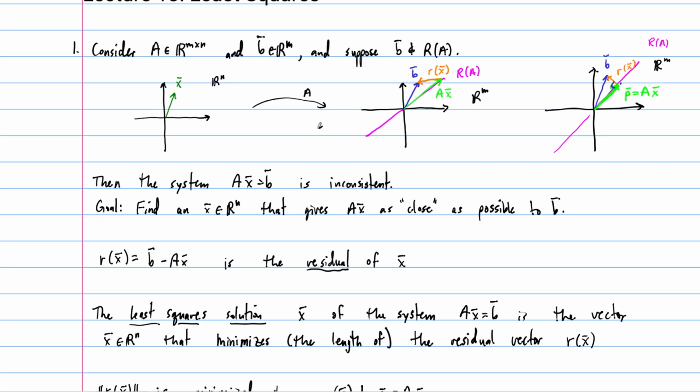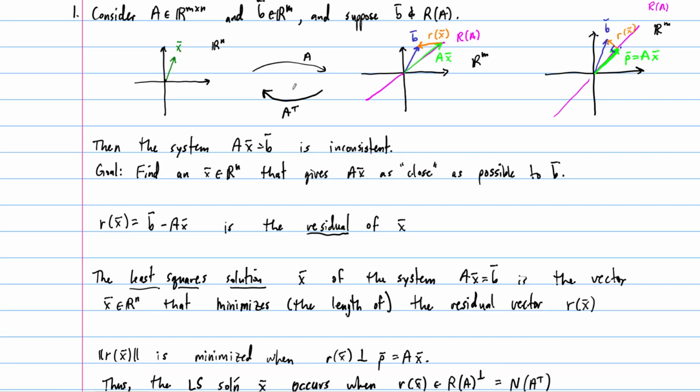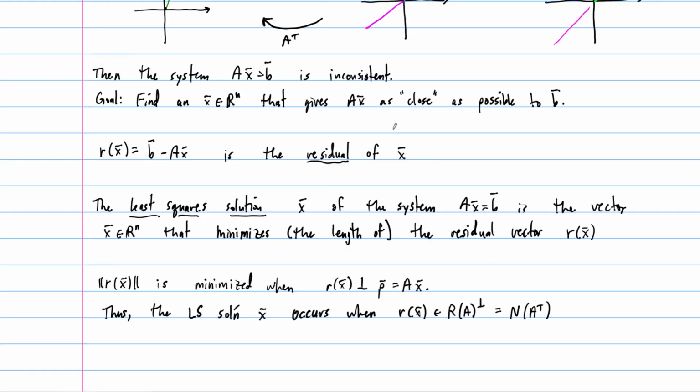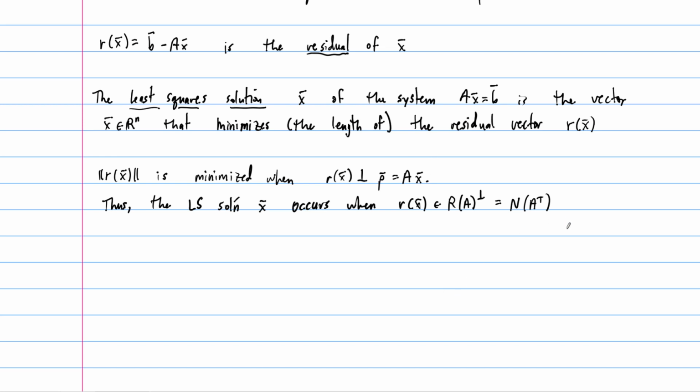Remember, A transpose goes back this way. A transpose maps in this direction, from Rm back to Rn. And so this vector right here, this R of x that we're looking for, we want it to be in the null space, so it maps back to 0 over here in what was our domain space. Okay, so we're basically there now. So what do we want?